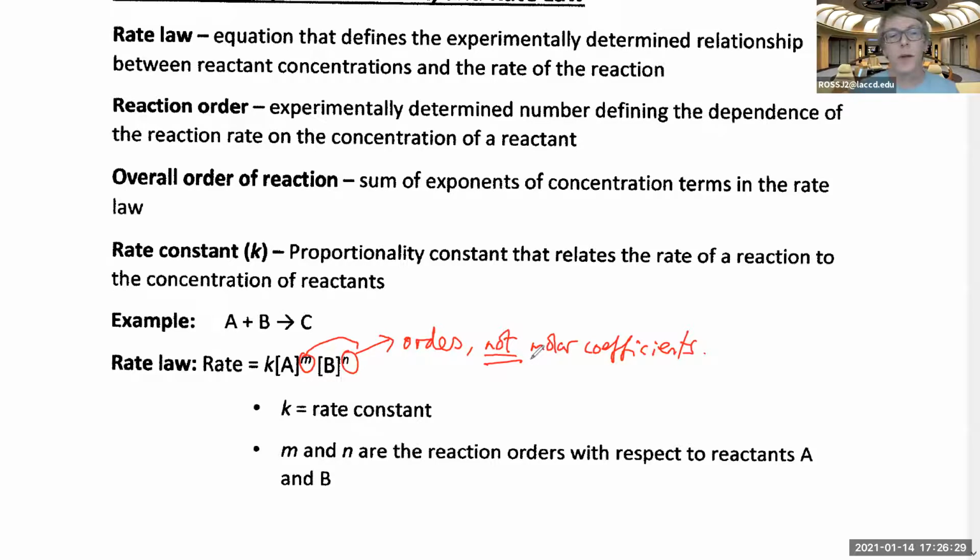And we'll see that orders must be determined experimentally. You can't theorize them. Okay, so that's very important. So again, this page here was just a summary of some vocab that we'll have to dig into as we start to look at chemical kinetics.